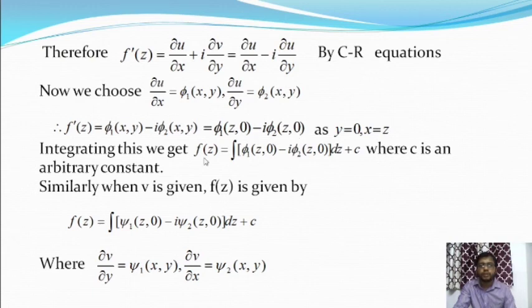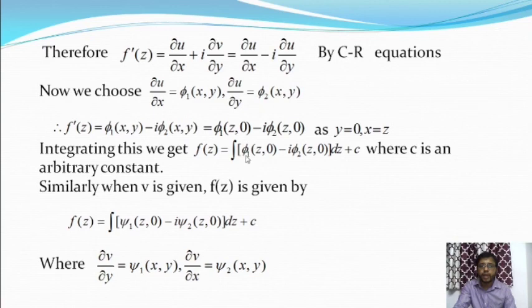Now integrating this, we get f of z equal to the integral of phi 1 of z comma 0 minus i into phi 2 of z comma 0 with respect to z, plus c, where c is an arbitrary constant. That is, from the Milne-Thomson method we can find f of z without finding v. This is the function f of z.